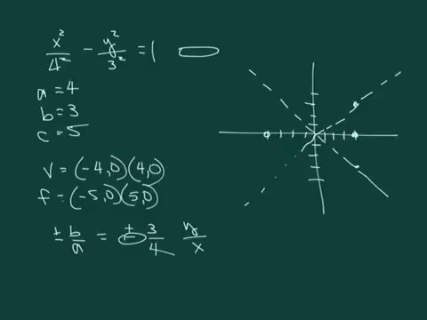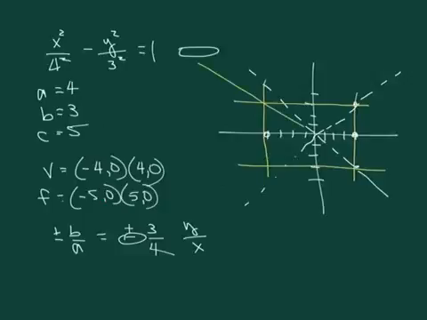Now what I was suggesting is, instead of using b over a to find your asymptotes, just find your vertex and then find your conjugate axis, or your b. So your b is at 3. So 1, 2, 3 up, 1, 2, 3 down. And then the vertex is 4. 1, 2, 3, 4, 1, 2, 3, 4 negative. And what we end up getting when we do this is our asymptote without having to figure it out.